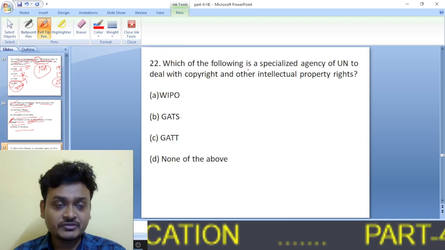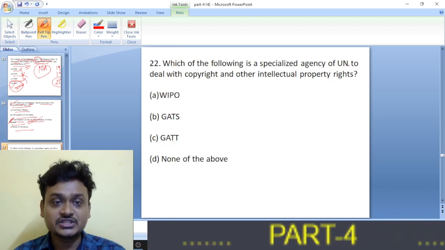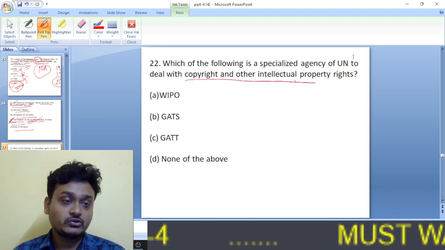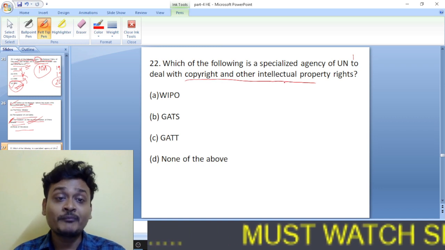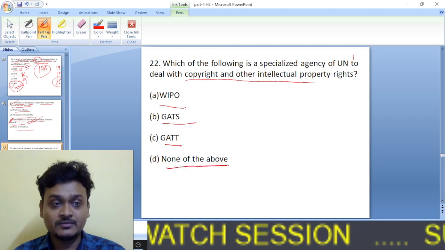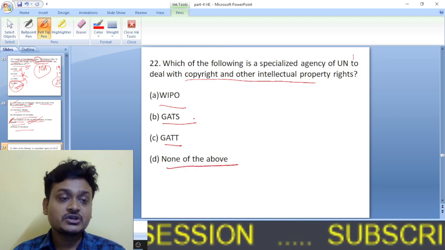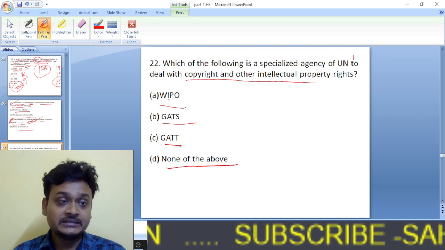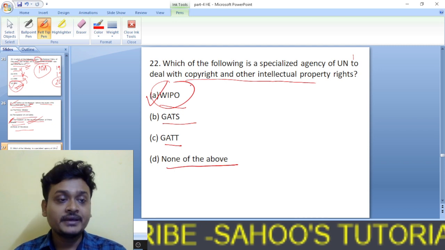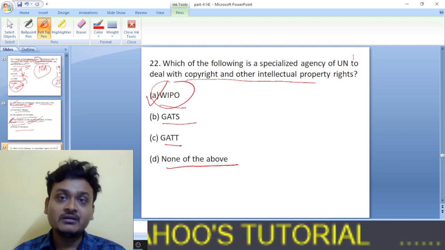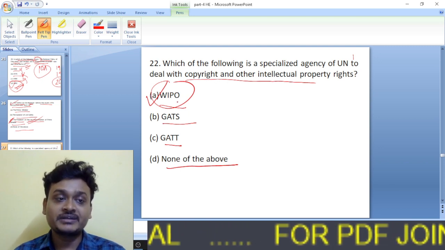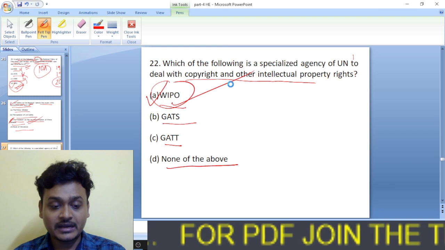Next question. Which of the following is a specialized agency of UN to deal with the copyright and other intellectual property rights? The options are WIPO, GATS, GATT, none of the above. So here the right option is World Intellectual Property Organization. So WIPO is the right option, and WIPO's full form is World Intellectual Property Organization. It is to deal with copyright and other intellectual property rights. So A is the right option.